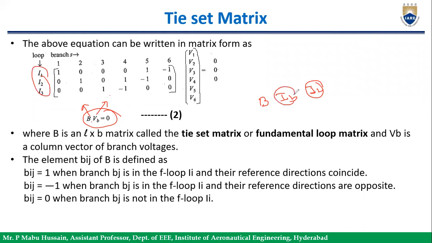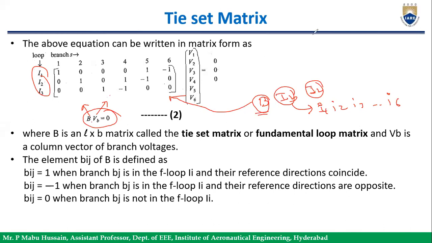Branch currents are the currents flowing through each branch, which are small I1, I2, I3 up to I6. There are 6 branches, those 6. Now B is the Tieset matrix, which is this one, right? How can you form this Tieset matrix?